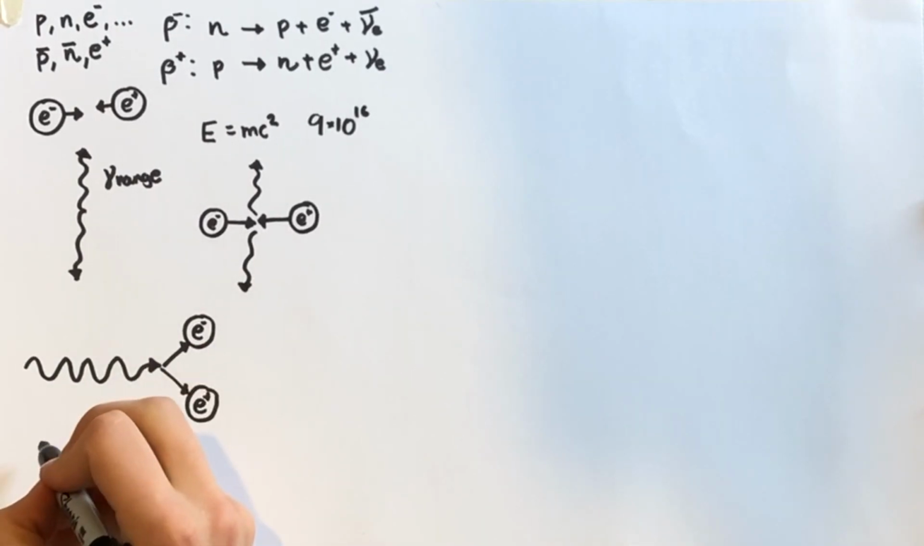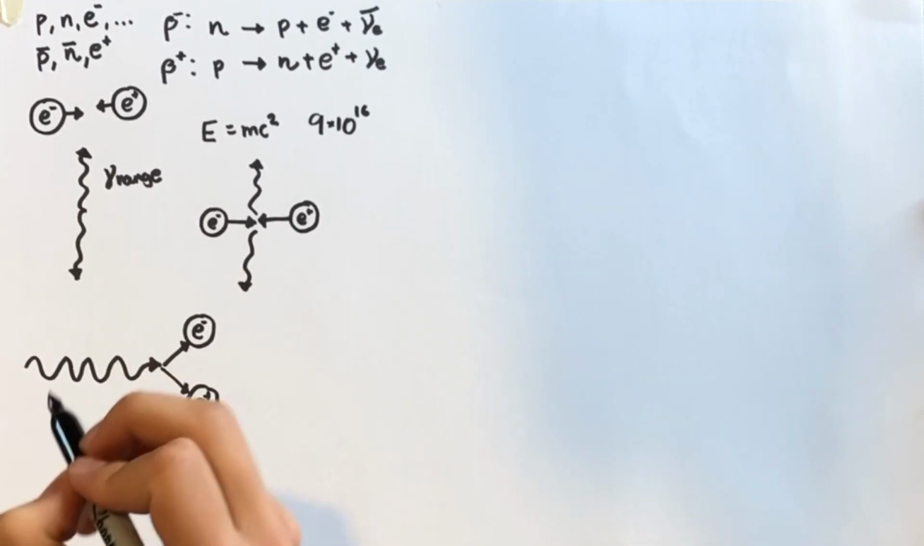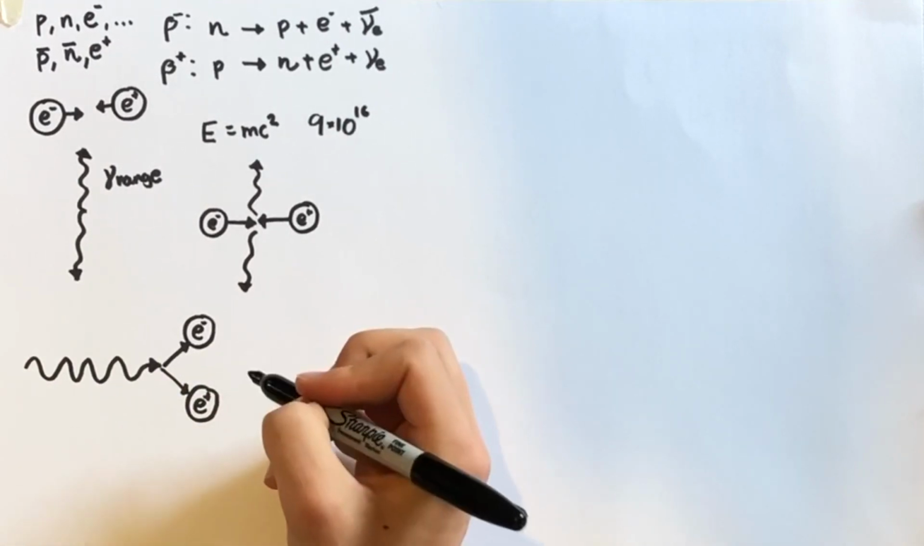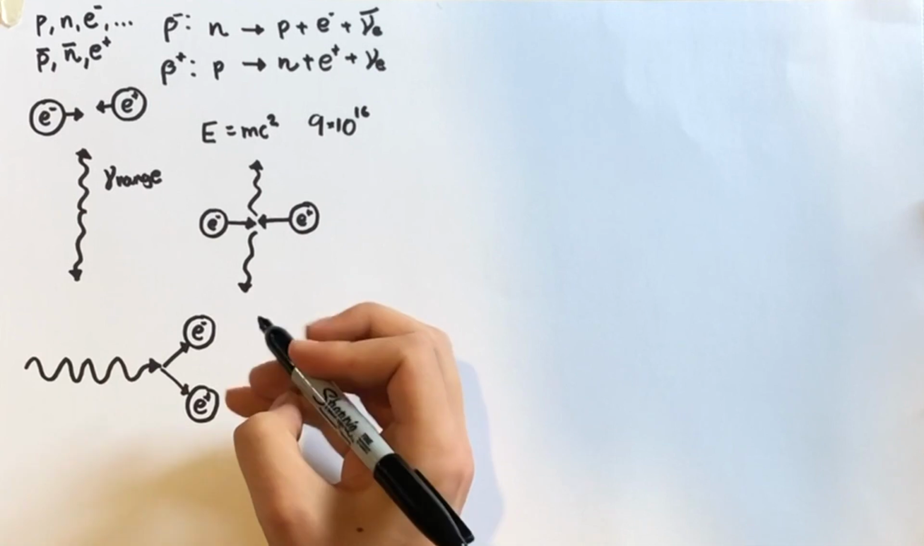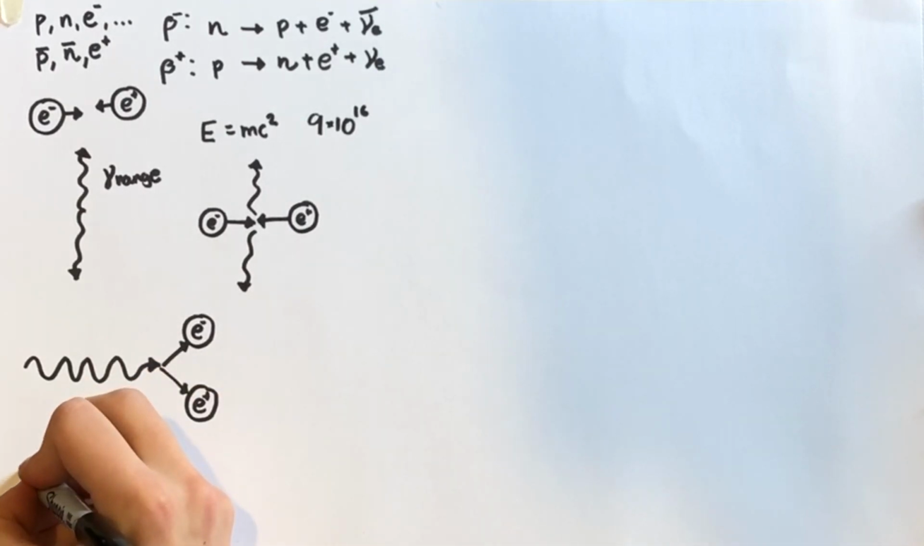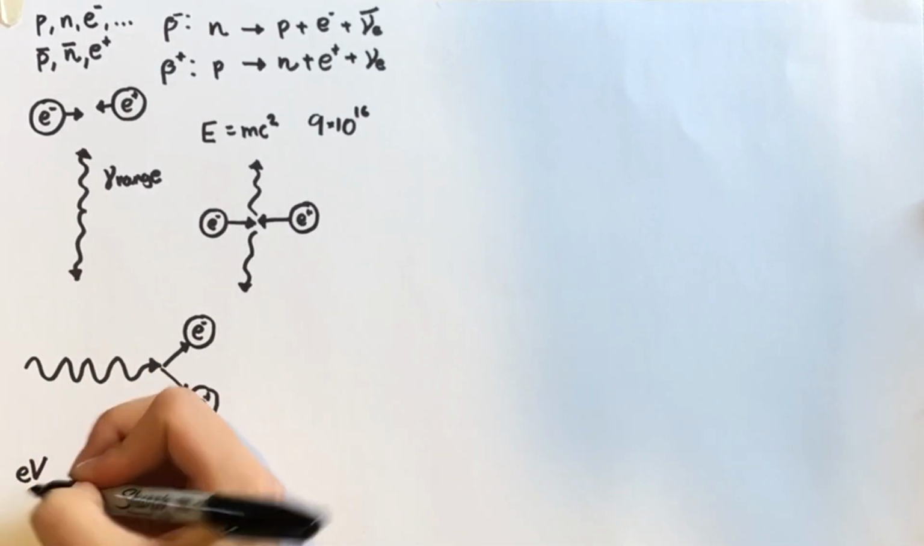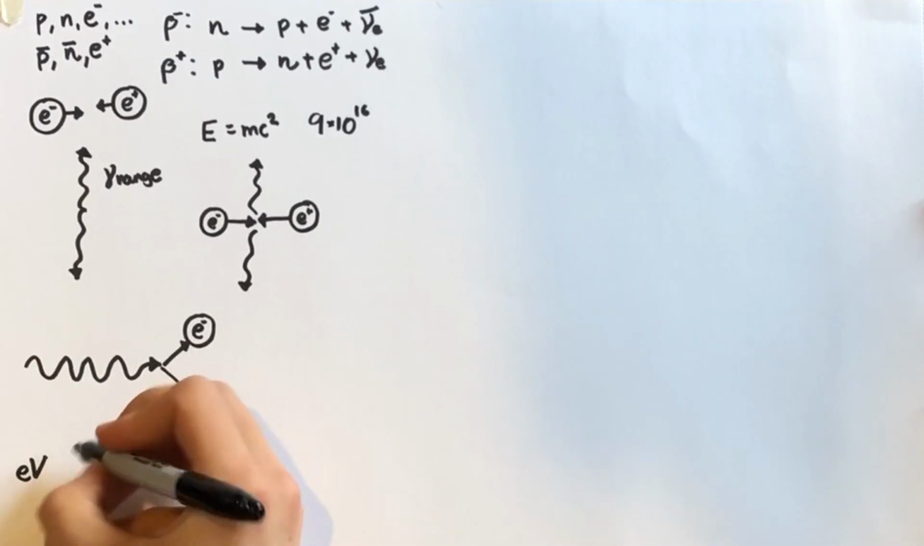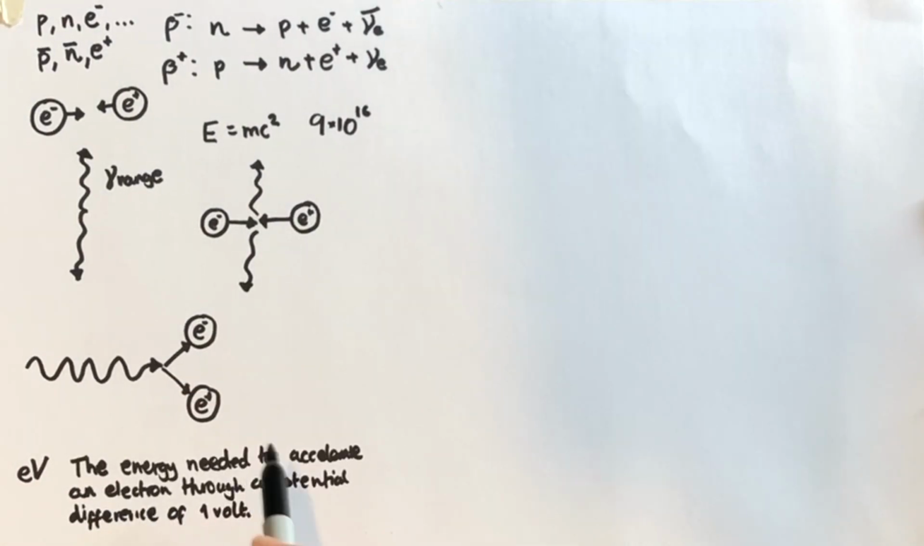Now, a lot of the time in physics, you may see that some of the energies we're talking about here are not given in the standard SI unit of joules, but rather in this funny unit called electron volts. So what's an electron volt? Well, an electron volt is defined as the energy needed to accelerate an electron through a potential difference of 1 volt.